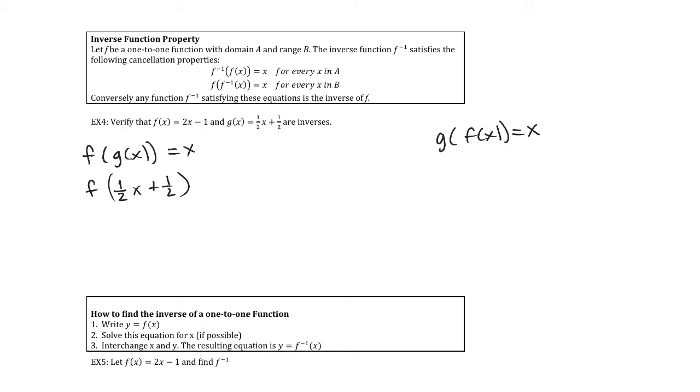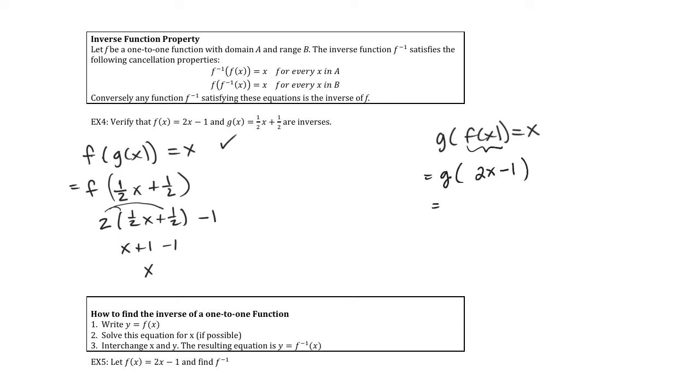So that would be, let's see, what does f do? F takes and multiplies our input by 2 and subtracts 1. So now I'm just going to work this out. Multiply 2, we'll distribute that in, so we would get x plus 1 minus 1, which is equal to x. So we verified that f of g of x equals x, and now we just need to go the other direction. Okay, so f took and multiplied our input times 2 and subtracted 1. So now that's going to go in and be our input into g.